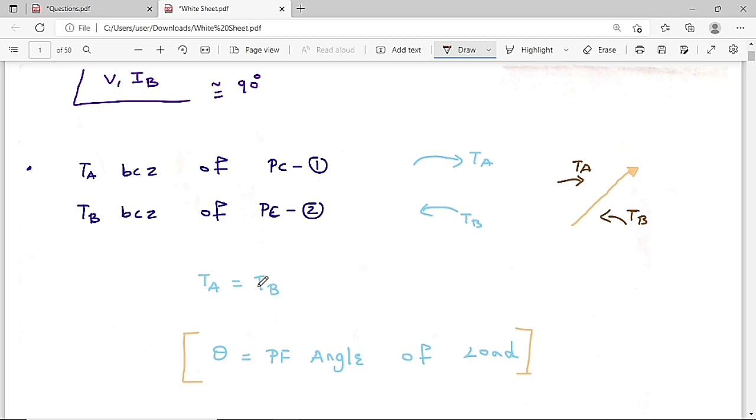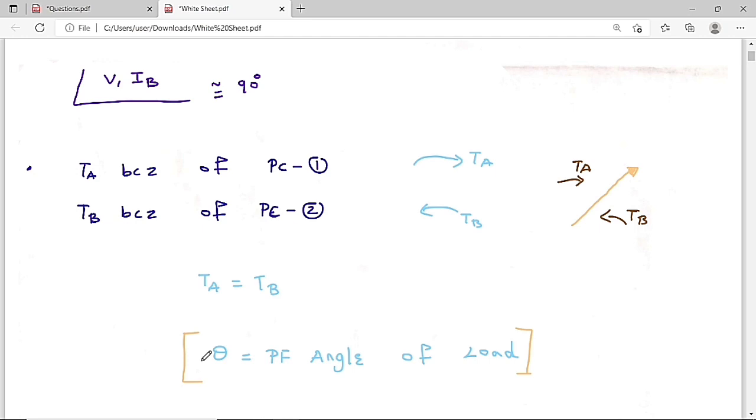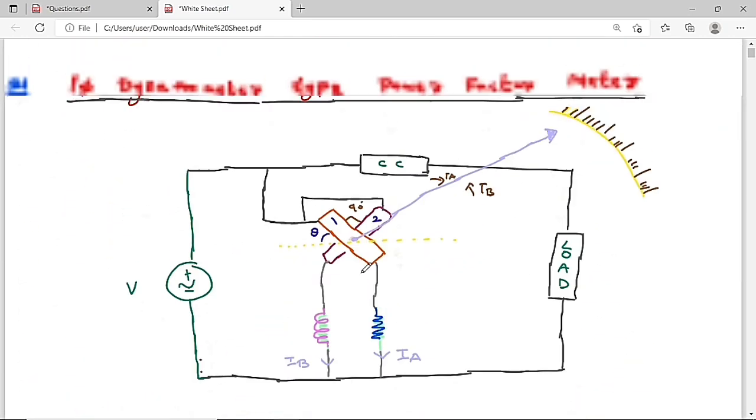If you equate these two things, there is a lot of expression analysis, and finally you are going to get theta, which is called the power factor angle of the load. This angle theta is what we are going to see in the case of this power factor meter. So this angle itself is the power factor angle of this load. These things you always have to keep in your mind. Whatever this angle is with respect to this reference, that itself is called the power factor angle of the load at the steady state condition.